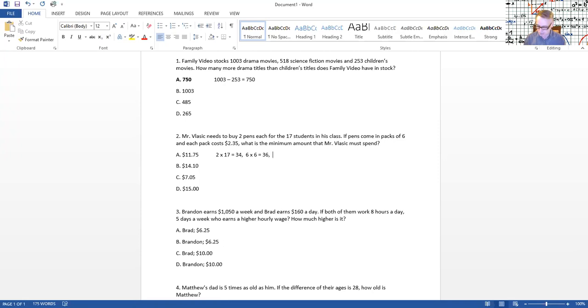But each pack goes for $2.35, so it's $2.35 times 6, and that's going to come out to, using your calculator, 14.1, which is $14.10.